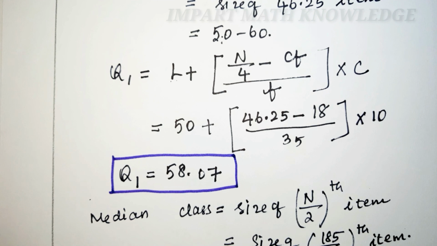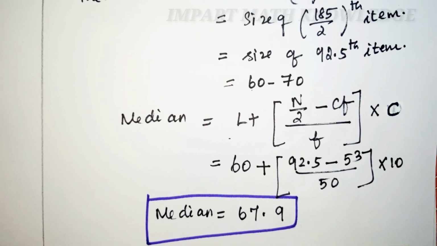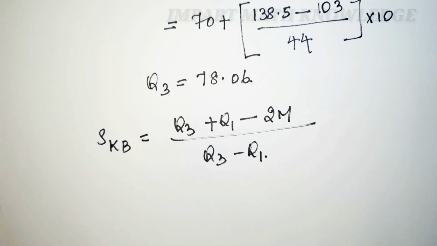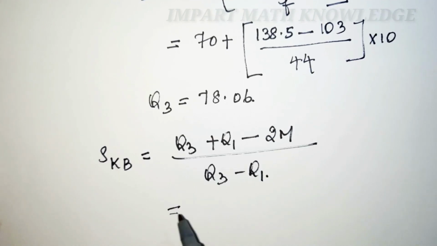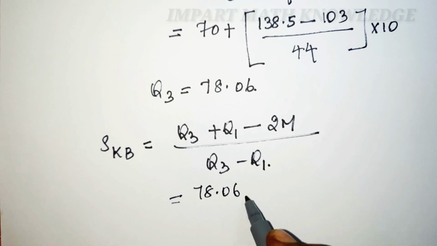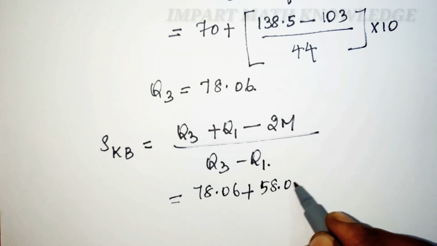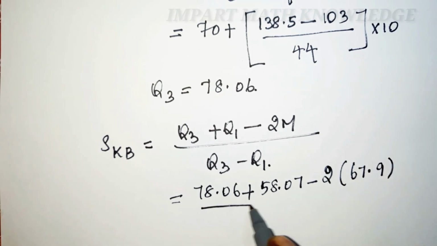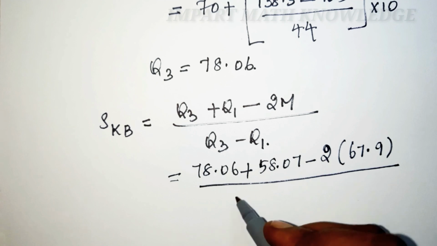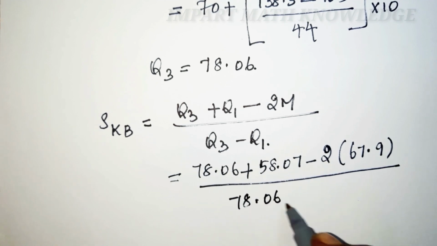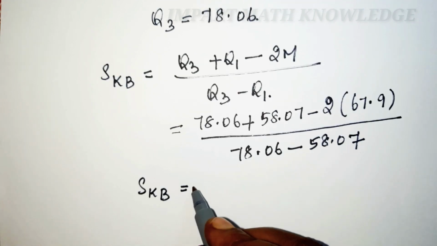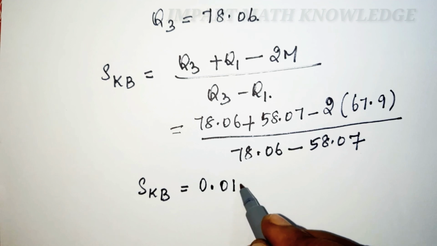Bowley's coefficient of skewness is (Q3 plus Q1 minus 2 median) divided by (Q3 minus Q1). Q1 is equal to 58.07. Median is equal to 67.9. Upper quartile Q3 is equal to 78.06. This is equal to (78.06 plus 58.07 minus 2 into 67.9) divided by (78.06 minus 58.07). Simplifying this, we get 0.0165.